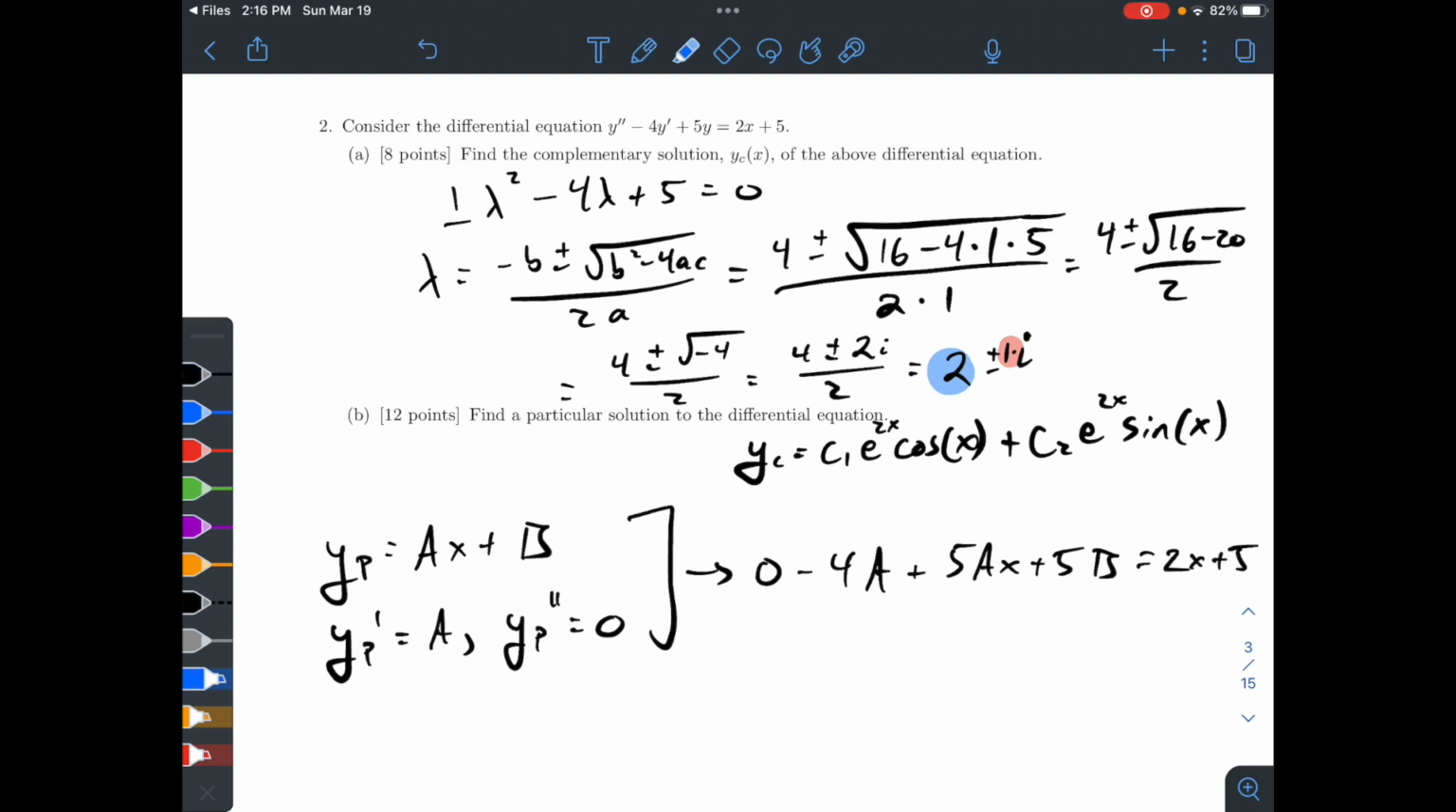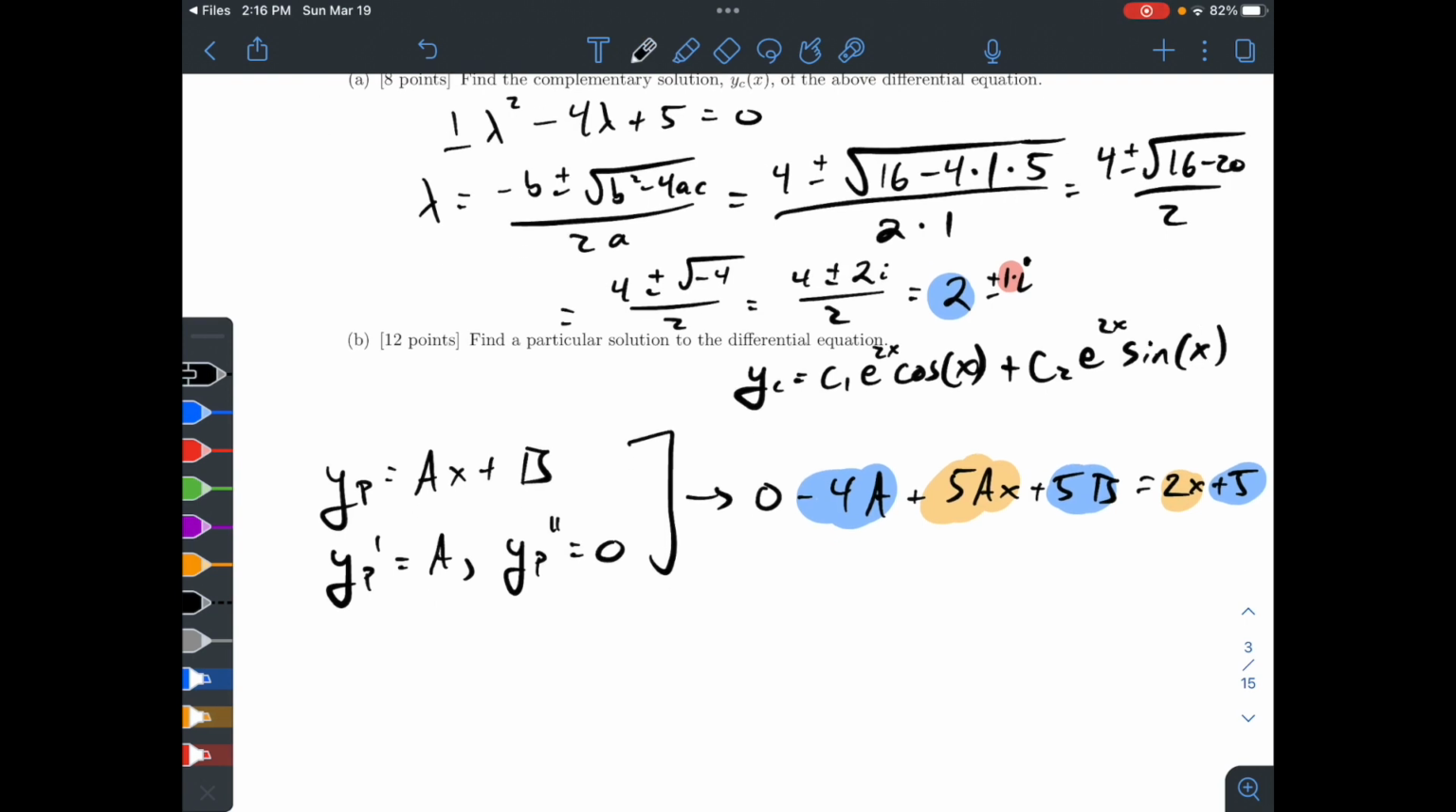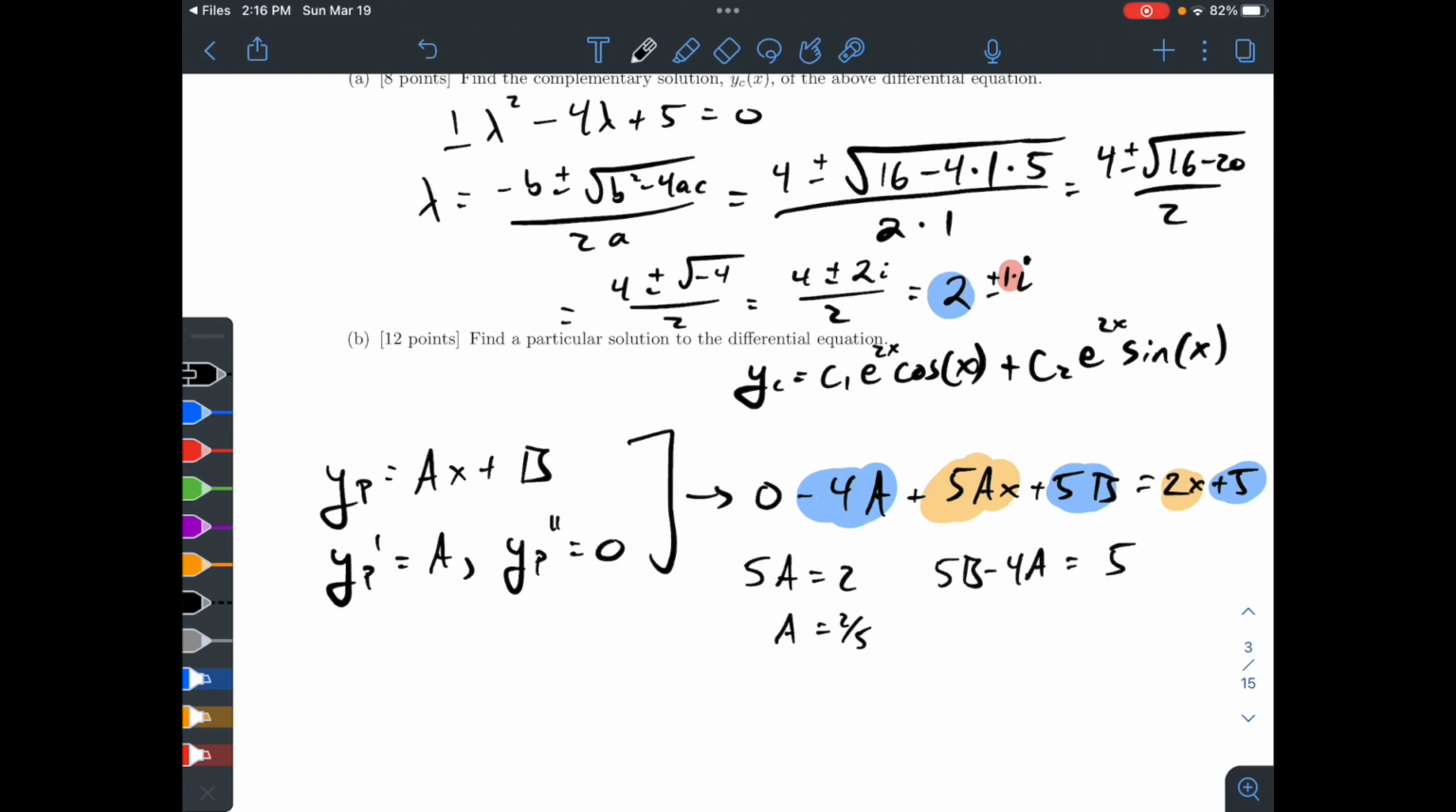All right. Where are our constant terms? We got negative 4a plus 5b. It's going to be equal to 5. And then our x terms, we got 5ax is equal to 2x. So we get 5a is equal to 2. So a is 2/5. And then 5b minus 4a is equal to 5.